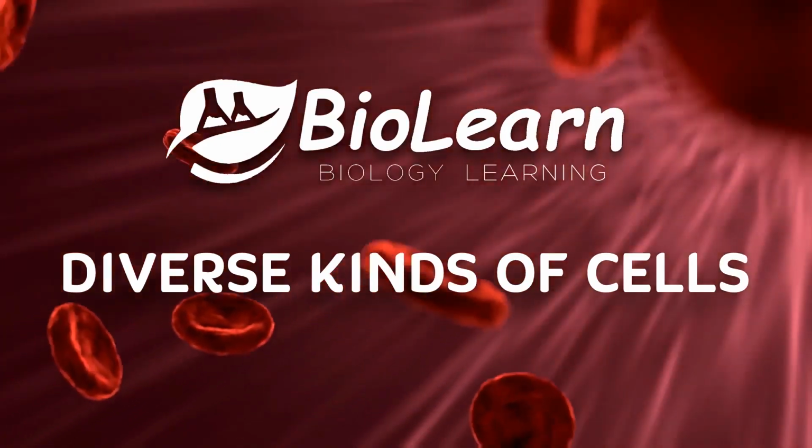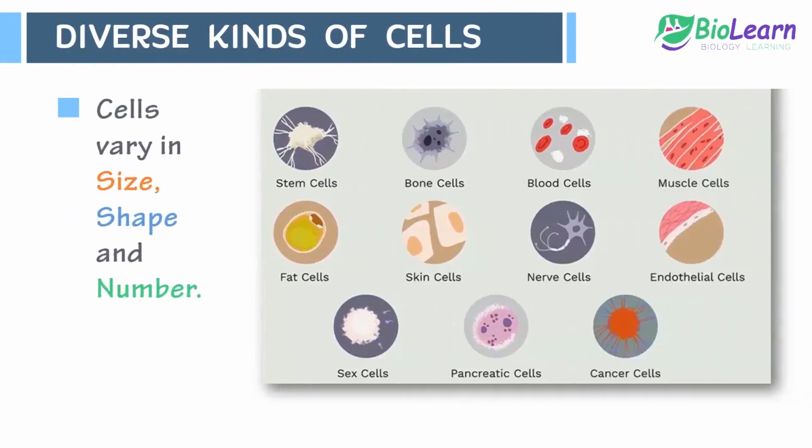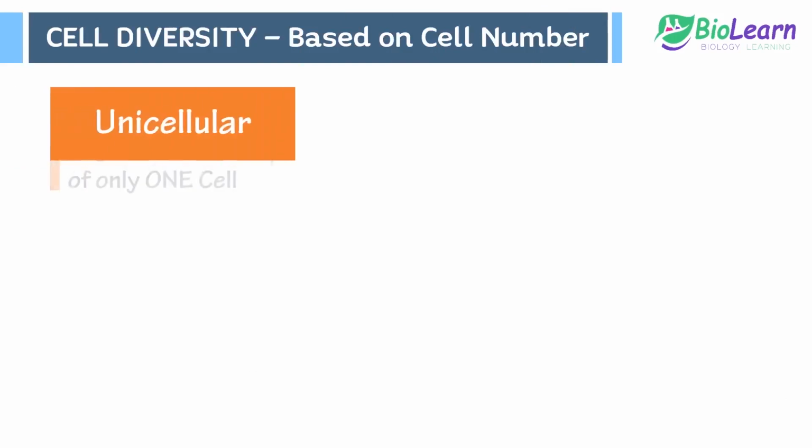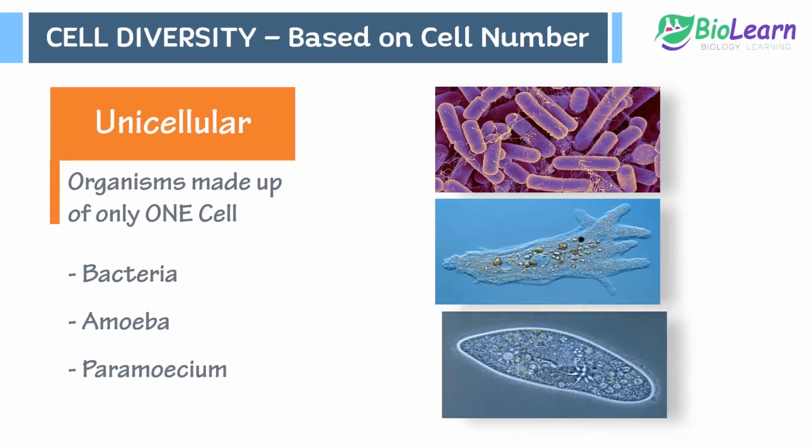Welcome to this video session about diverse kinds of cells. We already know that a large variety of living organisms are made up of cells which may vary in size, shape and number. Based on cell number, the organisms are of two types. Organisms made up of only one cell which performs all the functions of the body are called unicellular organisms. For example, bacteria, amoeba, paramecium and many more.